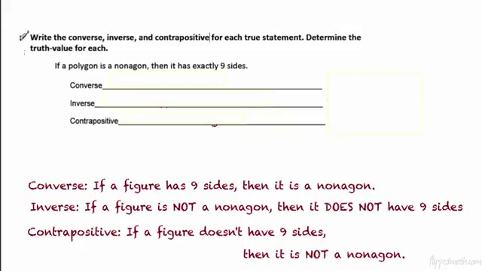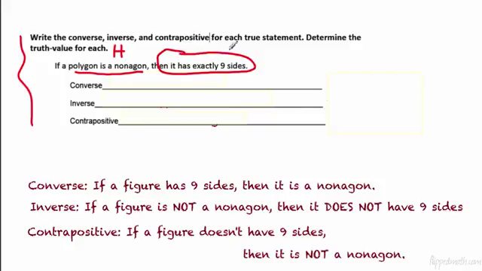All right, so the next part of the test that we're going to look at is conditional statements and related conditional statements. You might have to rewrite a sentence, but this one's given to us in conditional form, if-then form. Remember that the first part is called the hypothesis, and the then part is called the conclusion. The converse is when you switch the two. So you'd have to say if it has exactly 9 sides, then, and you go back to the beginning. So that's what we have right here.